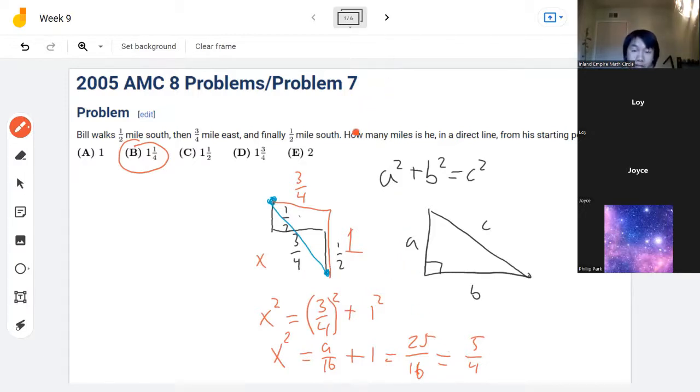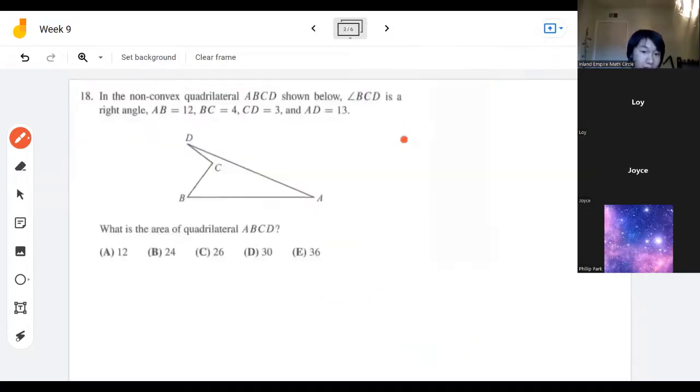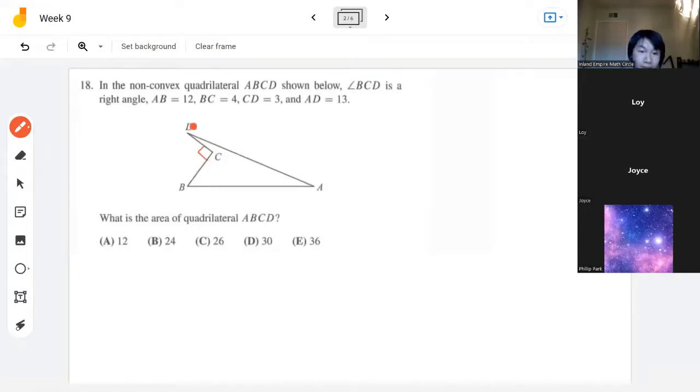But okay, now we're going to go over some more complicated problems. Okay, so let's read this problem real quick. Non-convex quadrilateral ABCD shown below. Angle BCD is a right angle. So BCD right here, this is a right angle. AB equals 12, I'll label these sides. BC equals 4, CD equals 3, and then AD equals 13. So we need to find the area of quadrilateral ABCD.